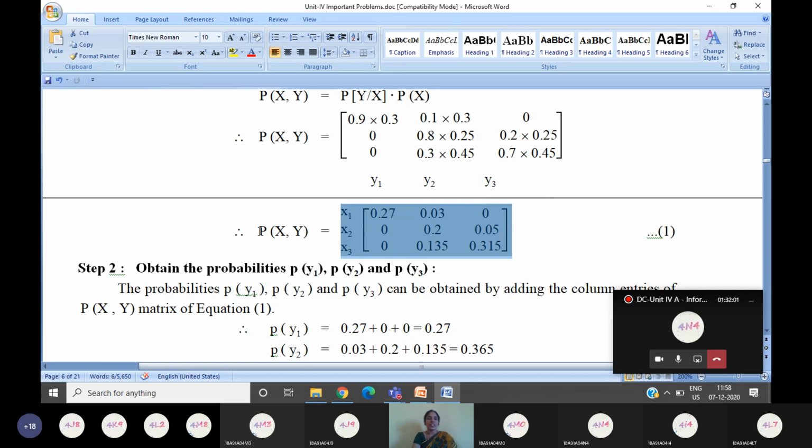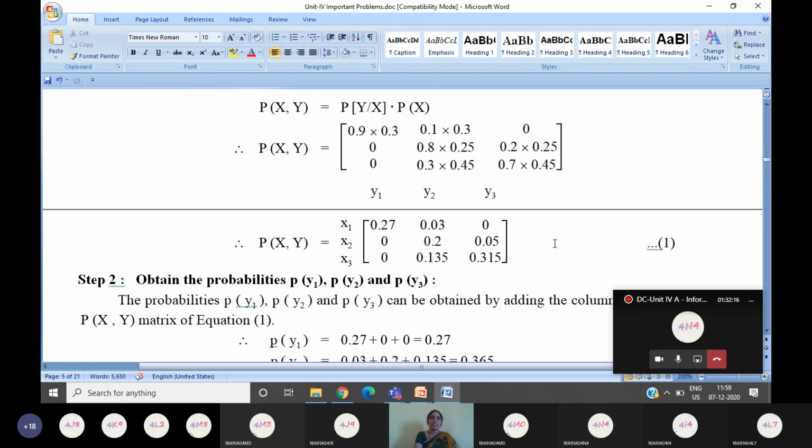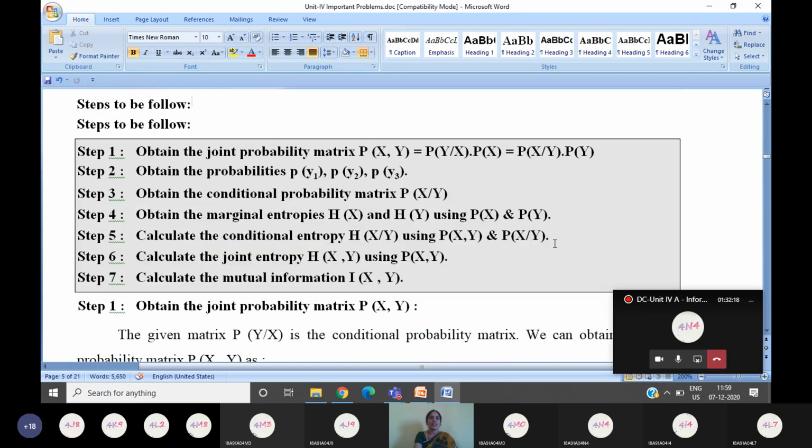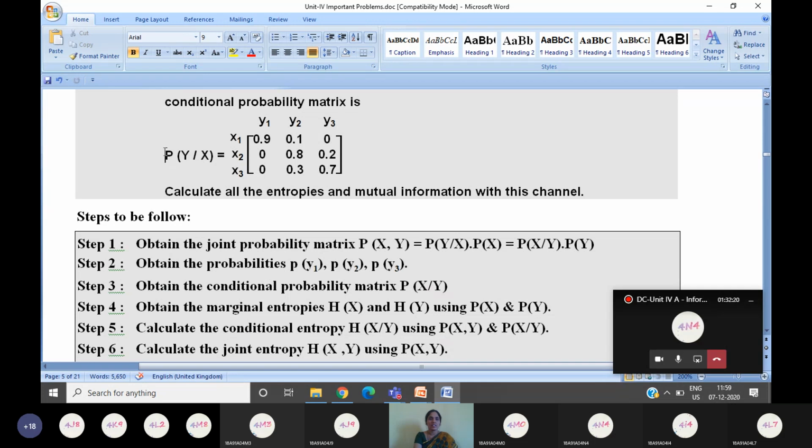So what is the condition to check that the corresponding matrix is a joint probability matrix? Sum of all the elements, sum of all the elements should be equal to 1. And what is the condition to check that it is P of y by x?